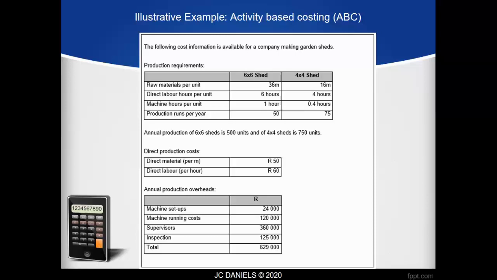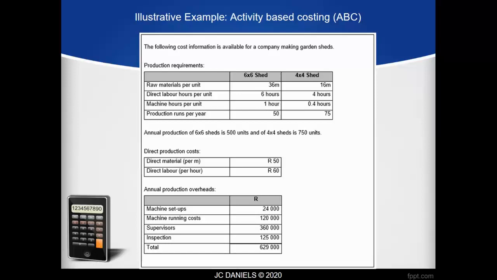So when we have production runs, that means that is how many times they need to change the setting, because that is how production will run during the year. So 50 times they will use the machine during the year to make 6x6 sheds, and then 75 times during the year they will use the machine to make 4x4 sheds. Okay, so every time they make a different product, they need to change the setting of the machine.